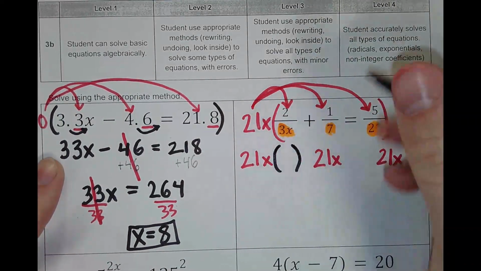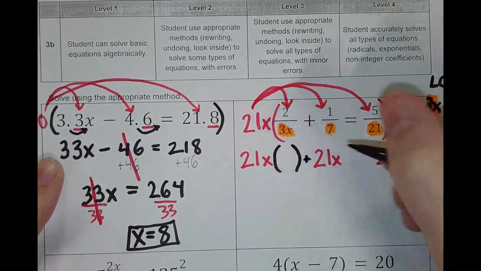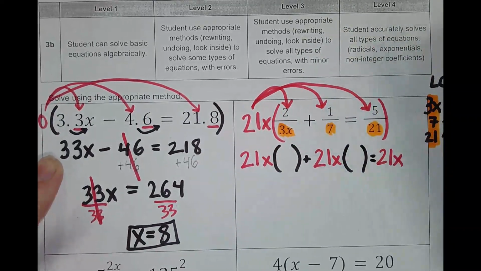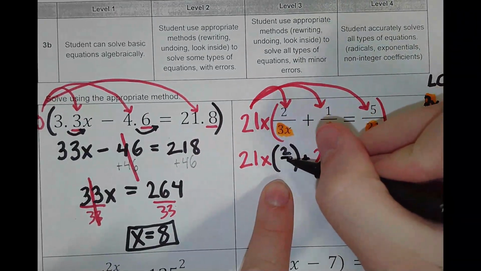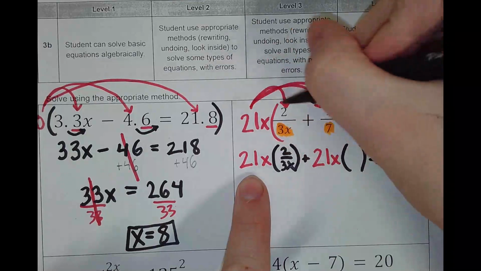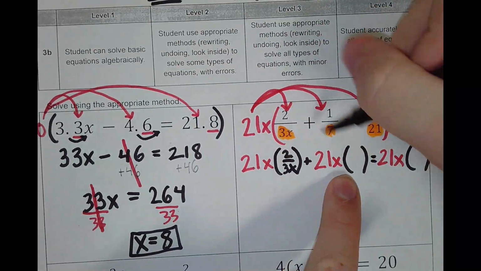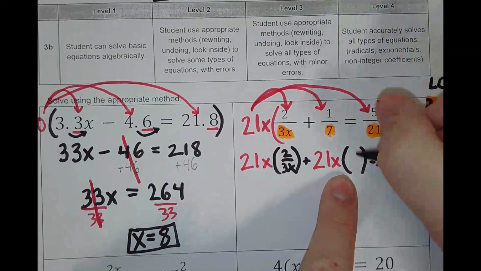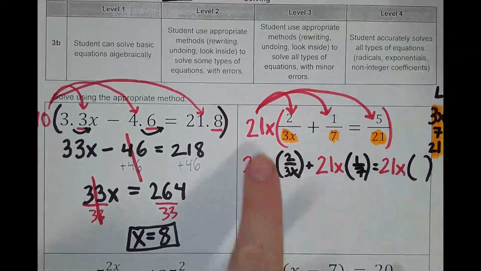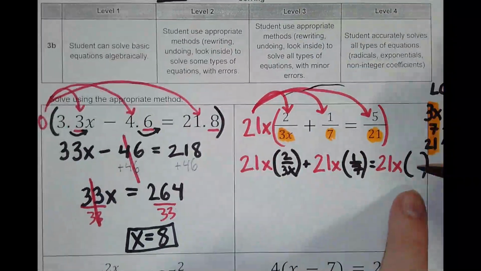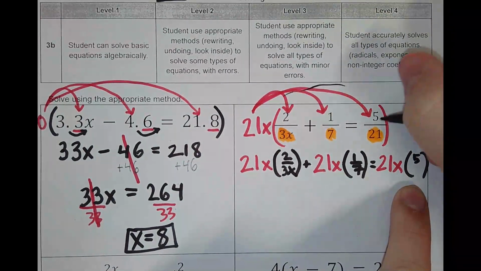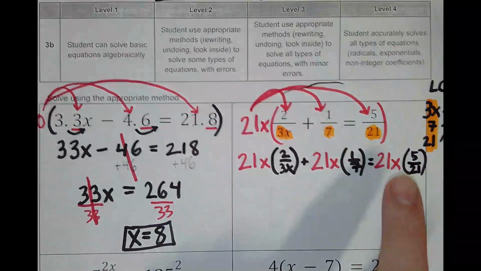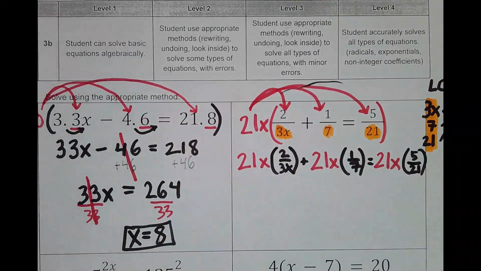Now, in parentheses, I'm going to go ahead and write down each of these terms. So the first term is going to be 21 times 2 over 3x. What's the second term? 21 times 1/7. And 21 times, what goes here? Yeah, 5 over 21. Now this is great because this allows me to actually cross things off.